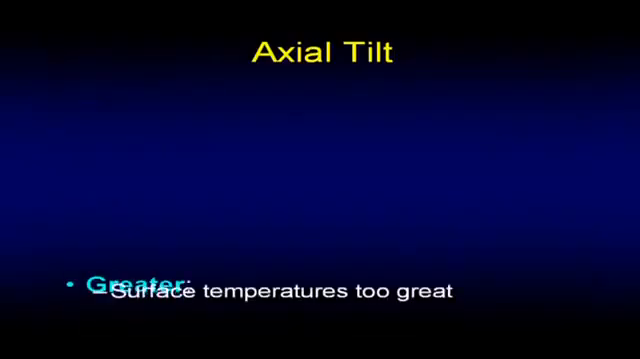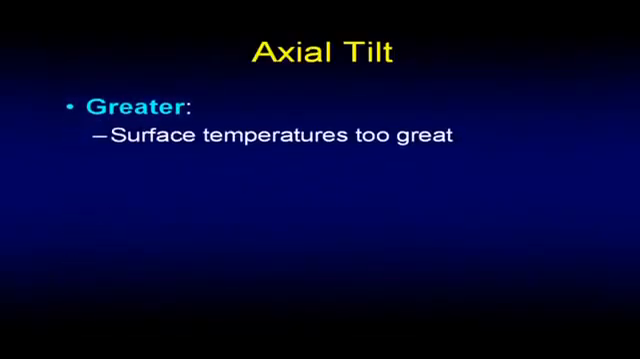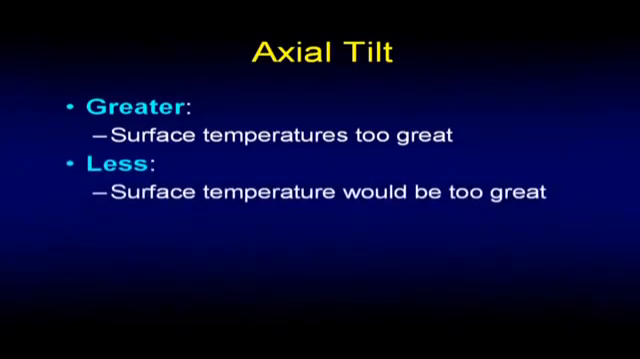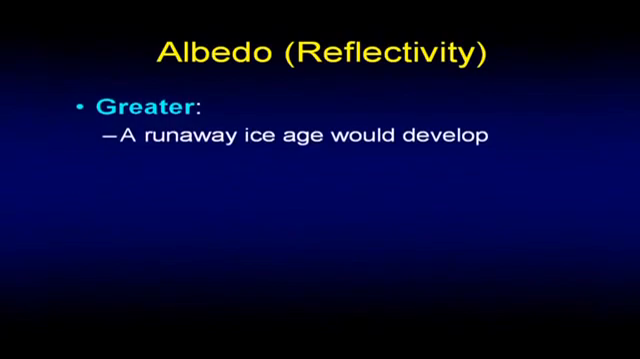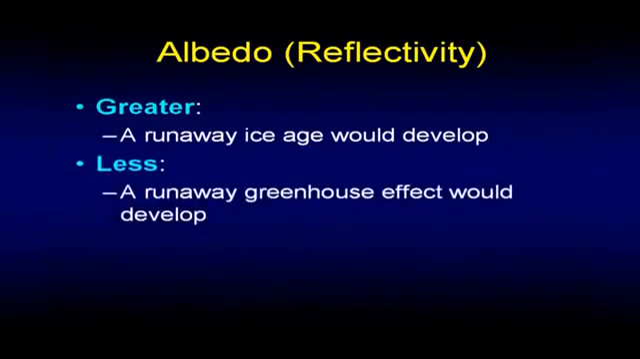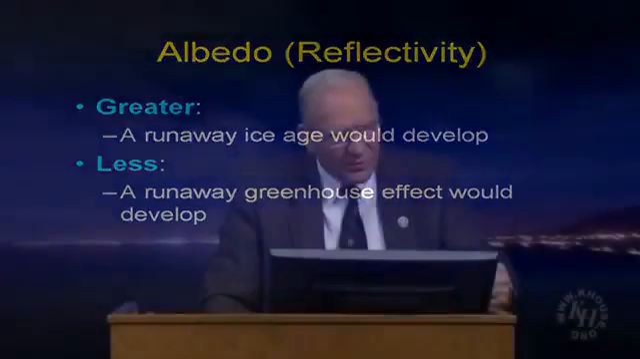The actual tilt of the Earth. If it was greater, the surface temperature would be too great. If it was less, the surface temperature would be too great. Okay? The albedo, that's the reflectivity of the Earth. If it was greater, a runaway ice age would develop. If it was less, a runaway greenhouse effect would develop. It's exactly the reflectivity to prevent those two extremes.